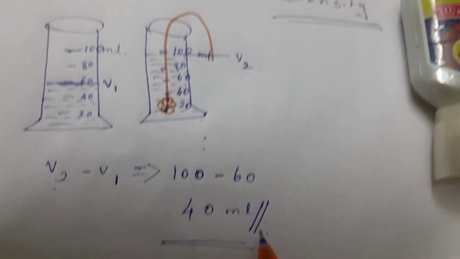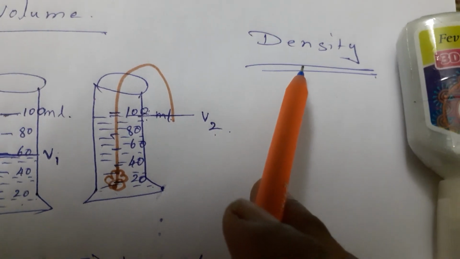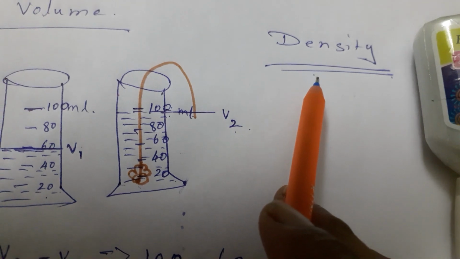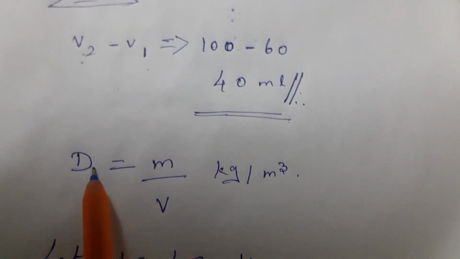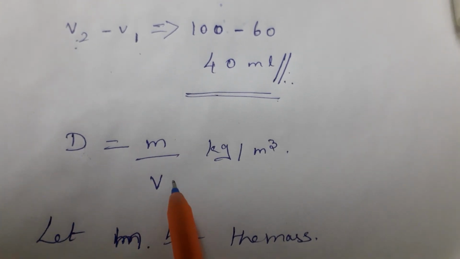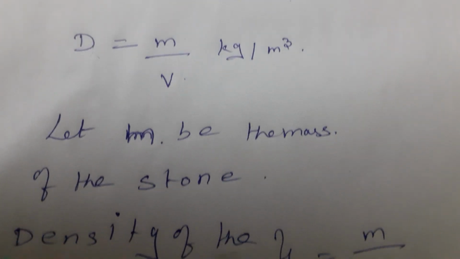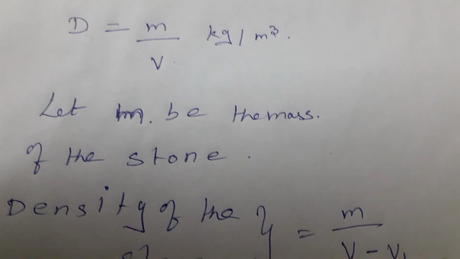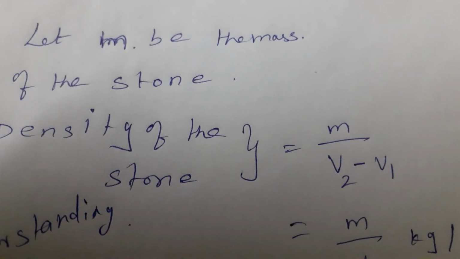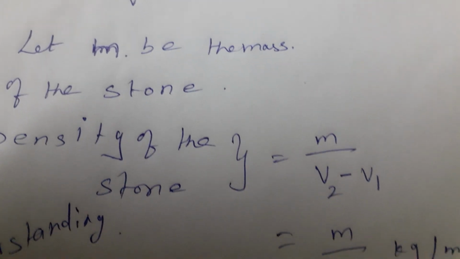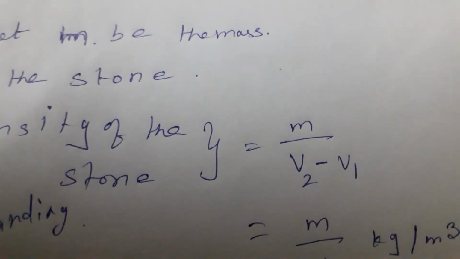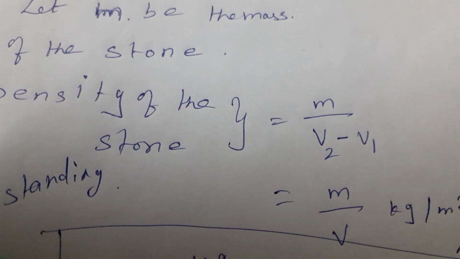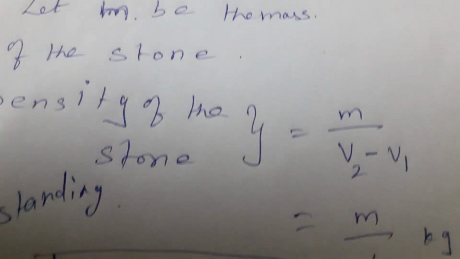Once we find the volume, it is easy to find the density. What is the relationship between volume and density? By the formula, D is equal to M by V. Let M be the mass of the stone, and the density of the stone is equal to mass per volume. By knowing the mass and volume, we can calculate the density of the stone. This is the conclusion you have to write for your detailed answer.